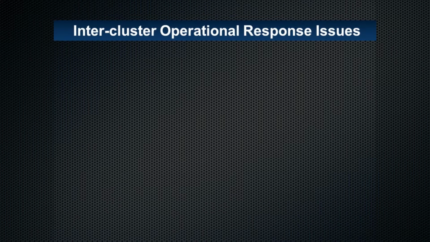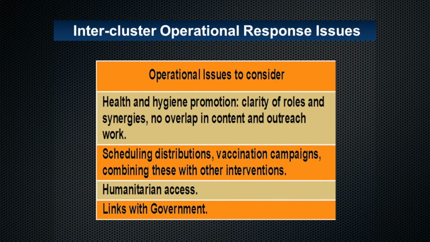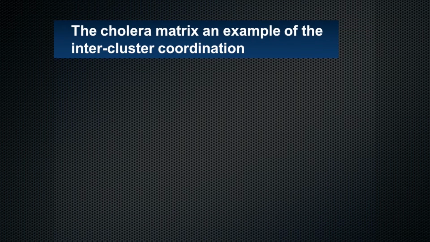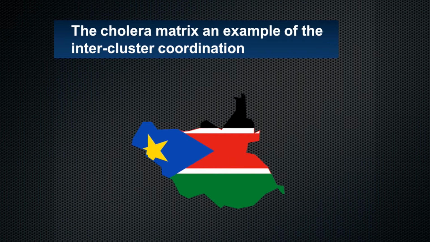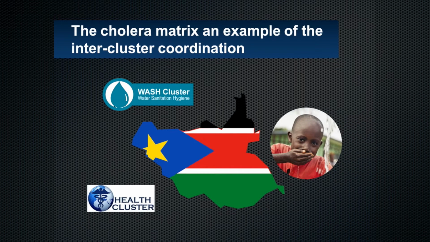Some global clusters propose checklists to help country sectors or clusters to identify issues that they need to clarify to avoid gaps or duplication. For more information, please refer to the Resources folder where you will find the Cholera Preparedness Plan that has been developed in South Sudan. It's a good example of an intersector coordination response plan between the WASH and the health sector, with a clear definition of the role of each of the sectors in terms of the response.